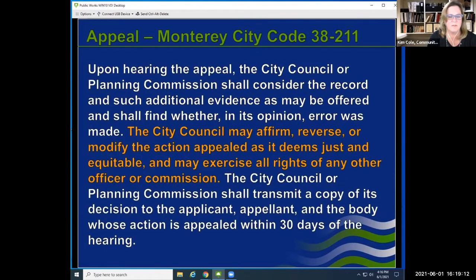And so what's the purpose of today's appeal? What is the framework in our municipal code? Basically, the city council can affirm, reverse, or modify the action of any appealed item. So you have full discretion in front of you.